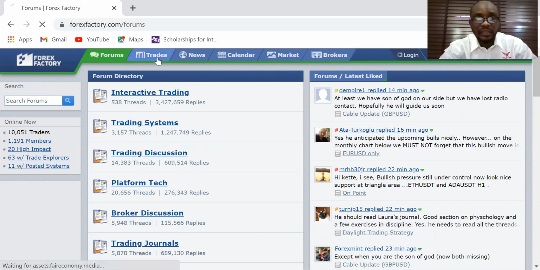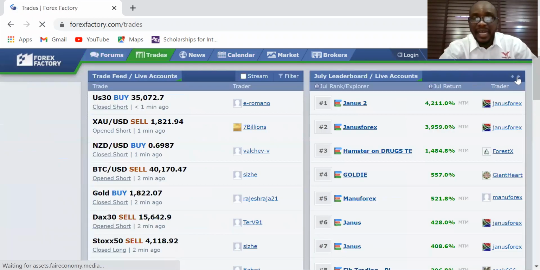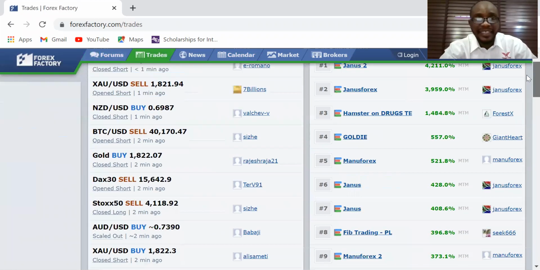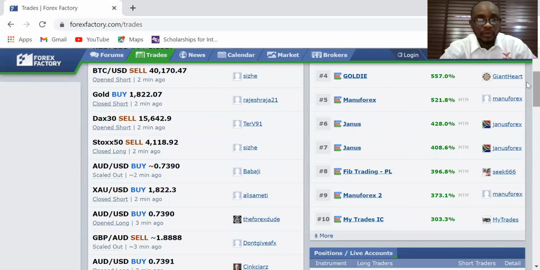The next one is talking about trades. These are likely trades taken by individuals. They are looking to sell AUD USD. Look at that. That was 2 minutes ago. Look at this guy, he is planning to sell Euro Stocks 50. What about DAX 30? It's planning to sell.